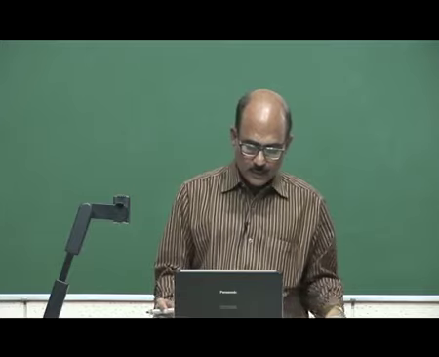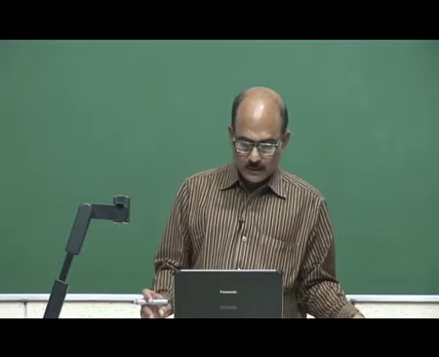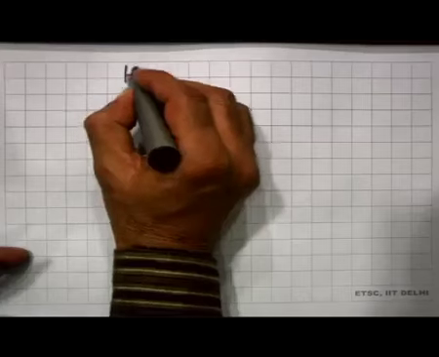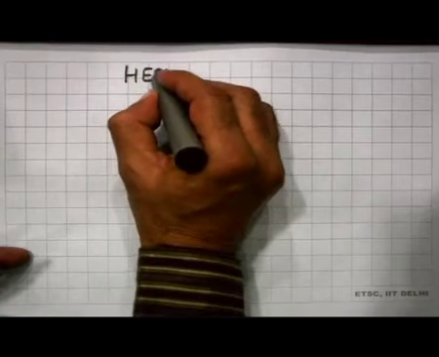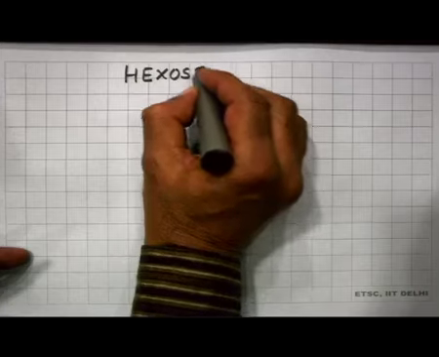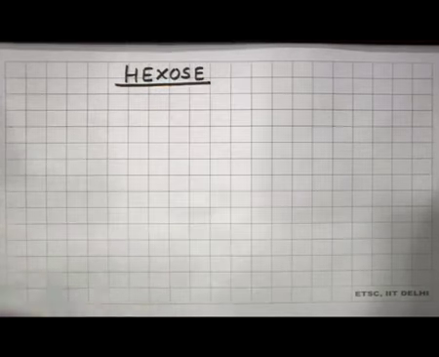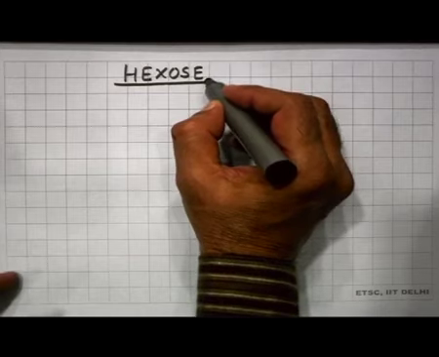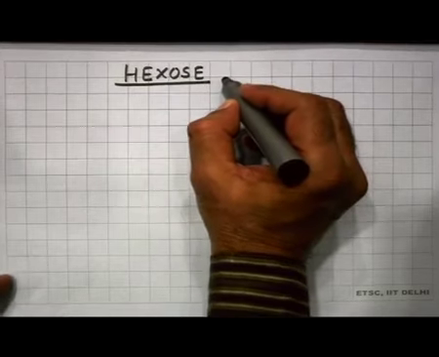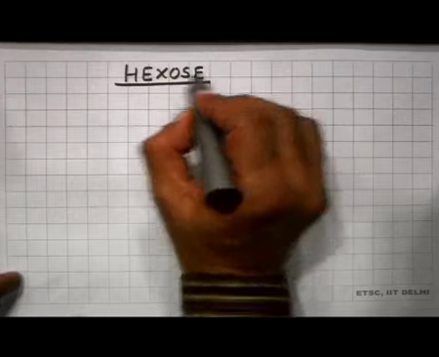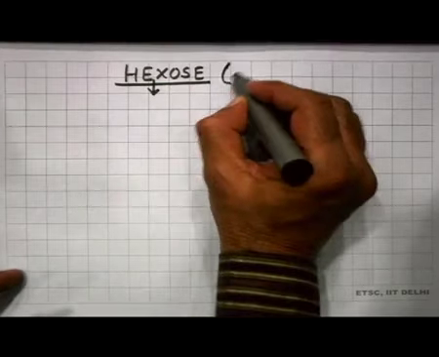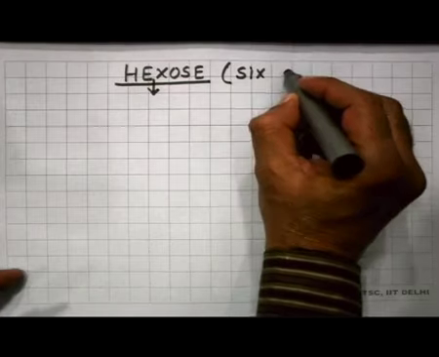Okay. Now, the next will be the hexose. As the term indicates, hexa means 6. It contains 6 carbon.